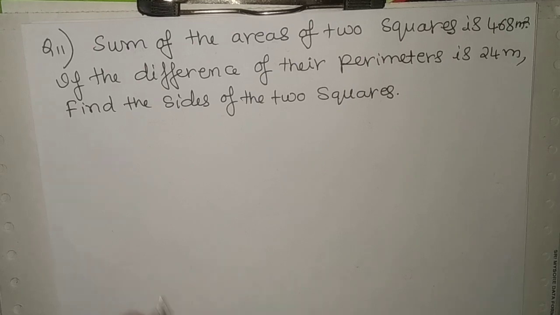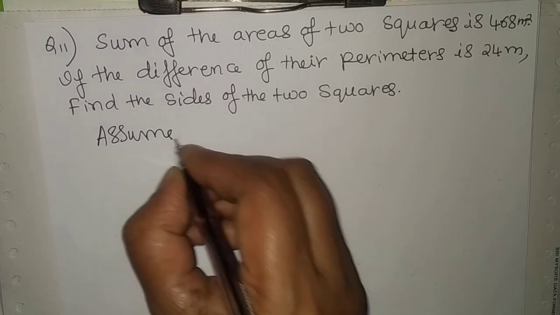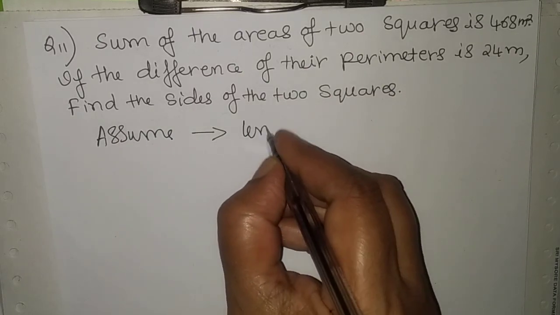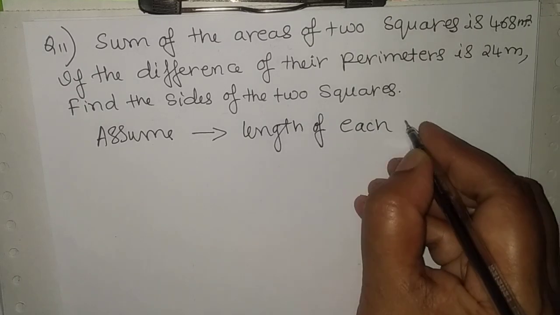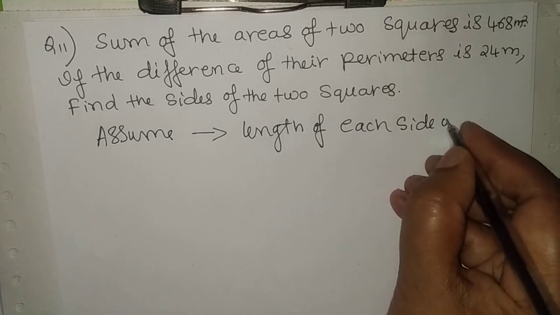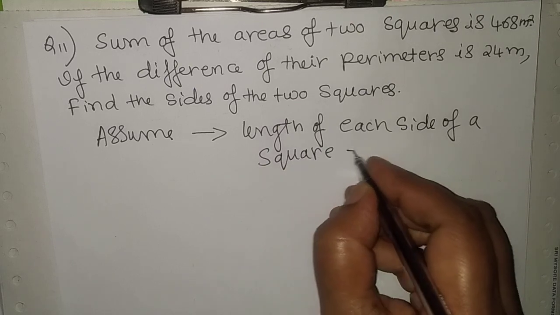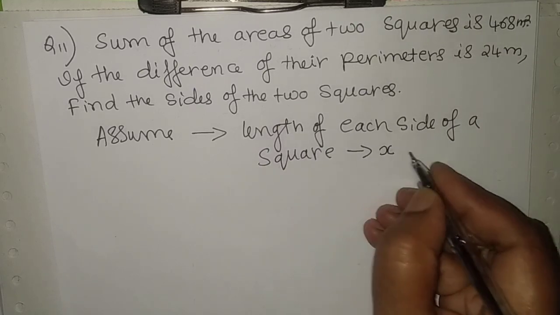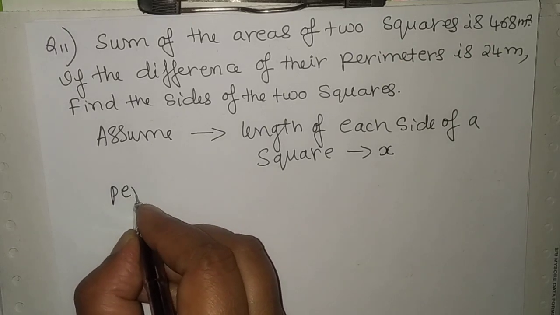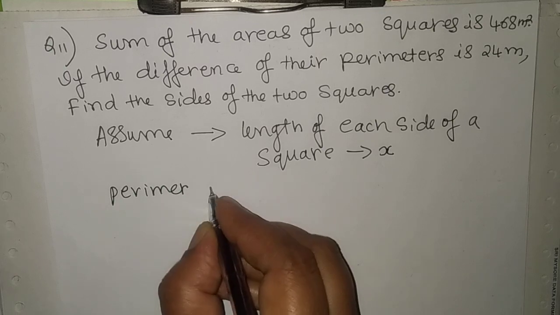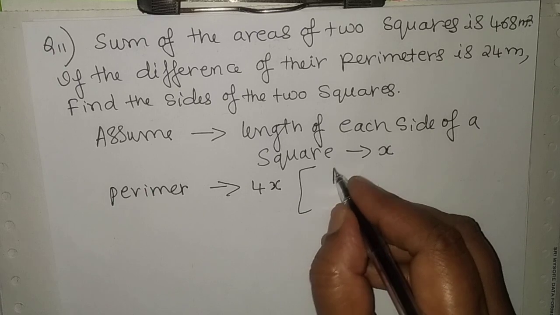So now take this assumption: assume the length of each side of a square be x meters. Next, the perimeter will be 4x, because of the formula for the perimeter of a square.